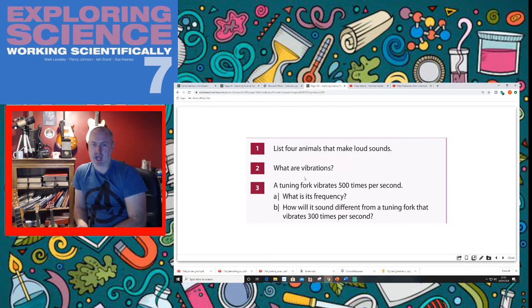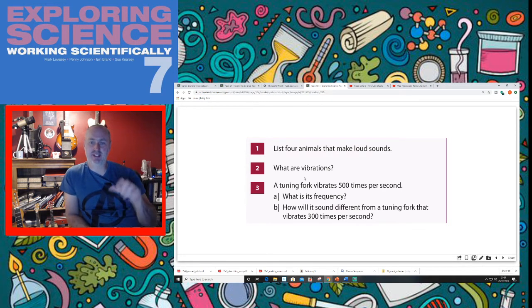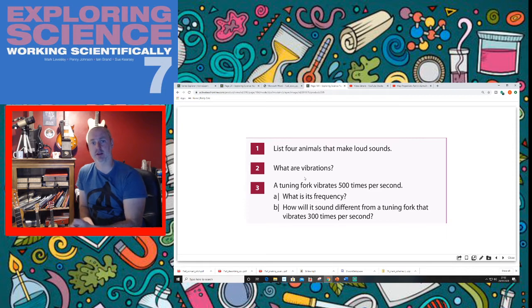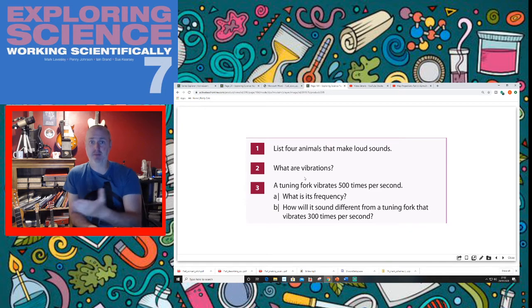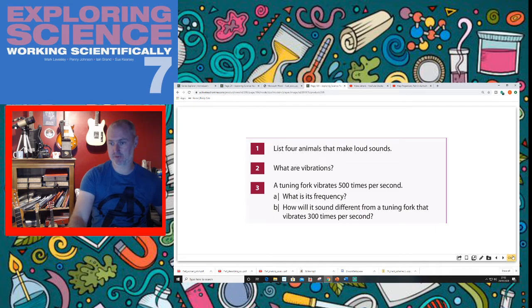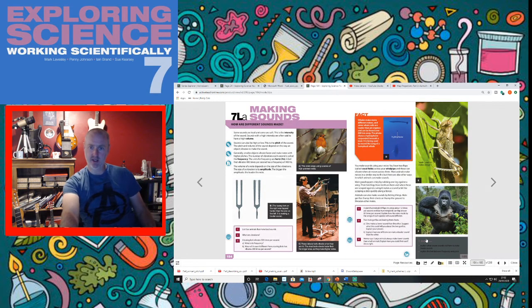Question B, how will something with 500 hertz sound different from a tuning fork that vibrates 300 times per second? So how would something with a frequency of 500 hertz sound different from something with a frequency of 300 hertz? Well, 500 hertz is obviously the higher frequency, so therefore it's going to be a higher pitch. It's going to be a higher sounding note. Okay, hopefully you get that.